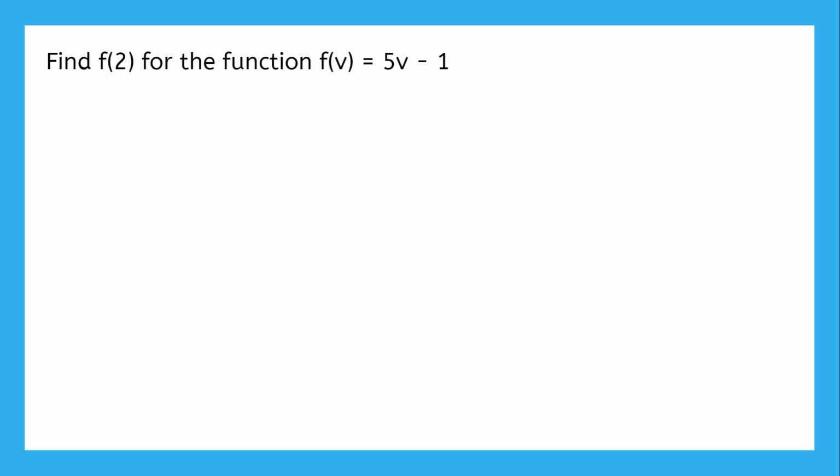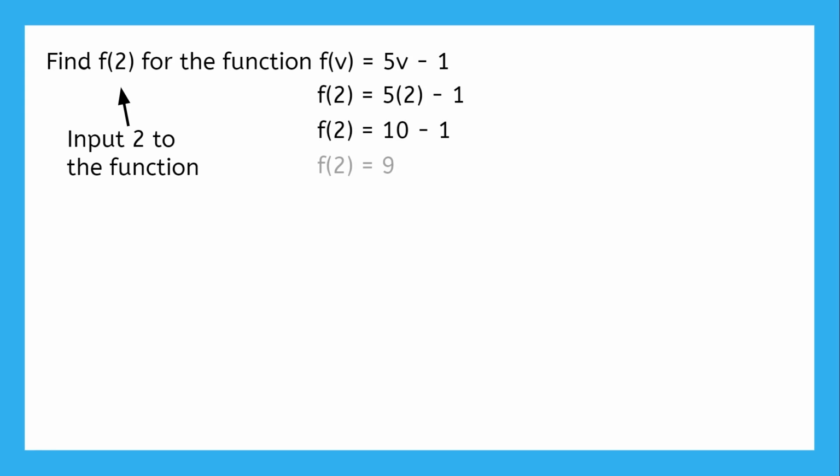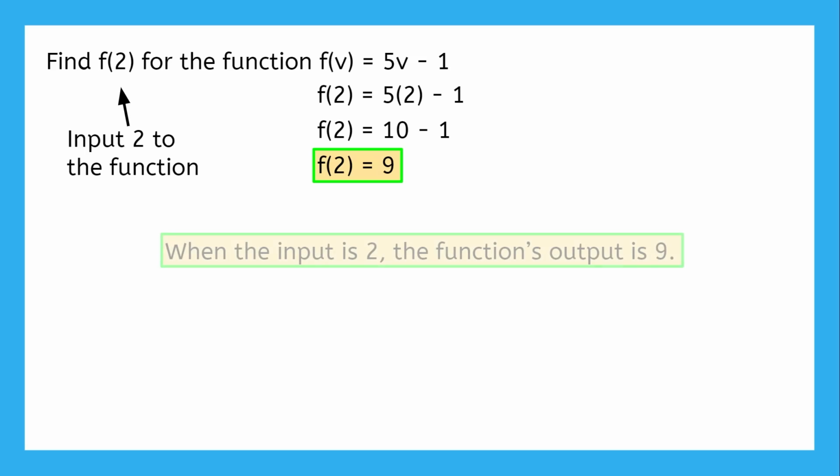Let's try a problem. Find f of 2 for the function f of v equals 5v minus 1. First, this f of 2 here means input 2 to the function. So all we're asked to do here is input 2 in the place of all the v's. Then we simplify the right side and we get 9. There are multiple ways to express this answer. We could just leave it in equation form, f of 2 equals 9, or we can write it out in words. When the input is 2, the function's output is 9.